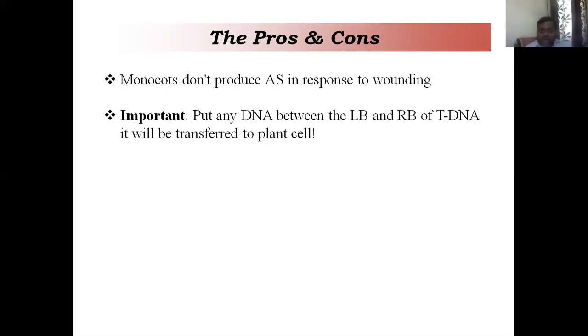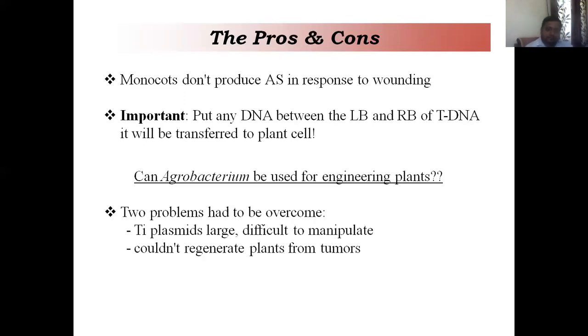So what people realized is that you put in anything between the LB and RB of the T-DNA and it will get integrated into the plant cell. That's what caught scientists' attention. It does not have to be exactly the auxin biosynthesis, cytokinin biosynthesis or opine biosynthesis genes. You just put in anything and it will be transferred to the plant cell. So they asked the next big question: can Agrobacterium be used for engineering plants? Can they put a foreign gene into the plant to engineer it?